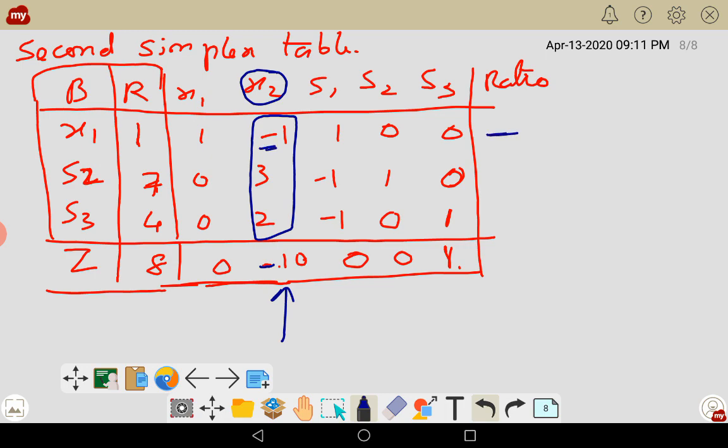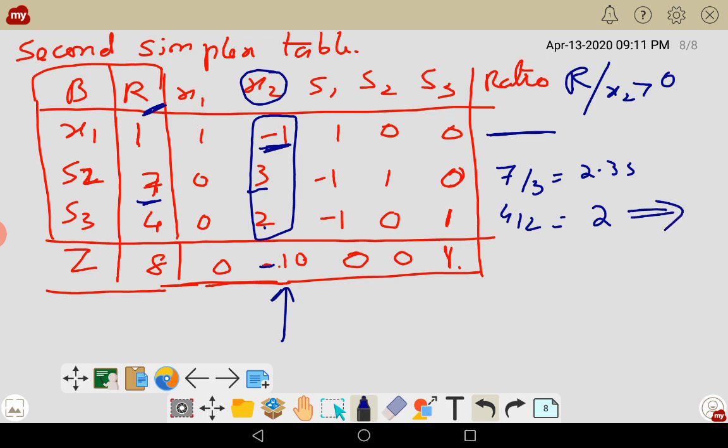So what is the formula for the ratio? Ratio is R divided by the x2 column element here. But the x2 element should be positive, greater than 0. So for the first row we will not find it. Leave it because there is a negative entry here. So second is 7 over 3, something around 2.33. Now 4 over 2. 4 over 2 is 2. So the minimum value is 2, and therefore s3 will be forced to move out. This will be the leaving variable row, the pivot row. So the pivot element, the leading element, is this one, 2.